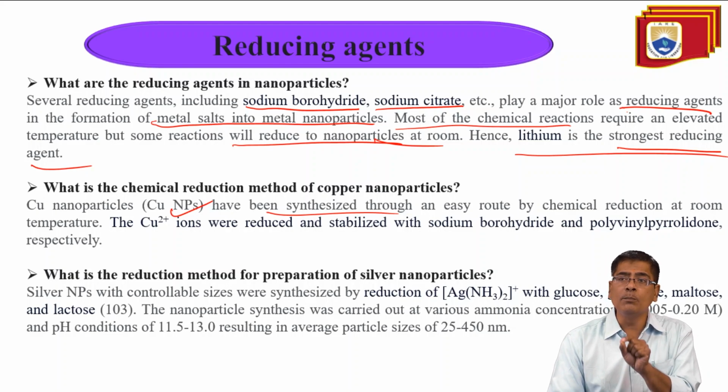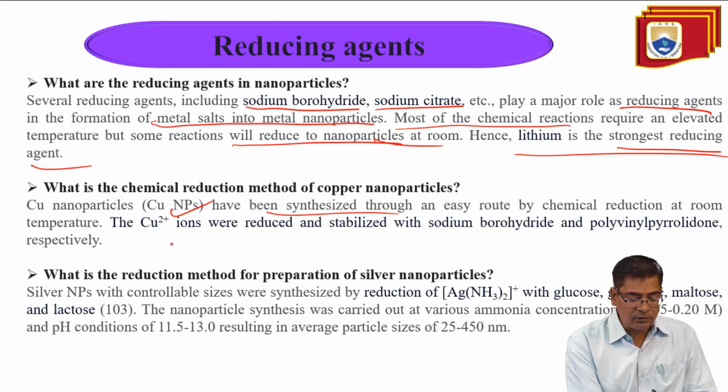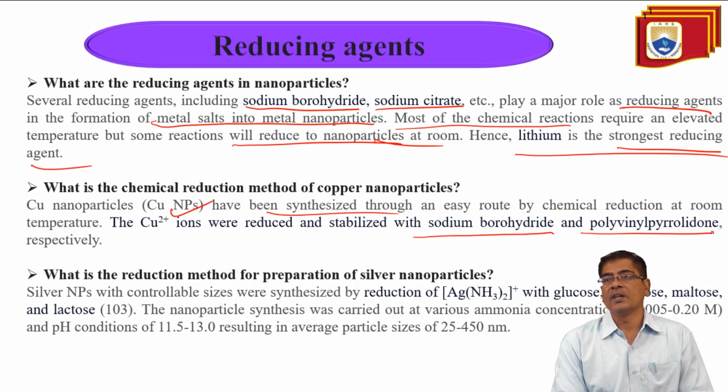Cu2+ ions were reduced and stabilized with sodium borohydride and polyvinyl pyrrolidone. So these are the chemical reduction methods for the preparation of copper nanoparticles.